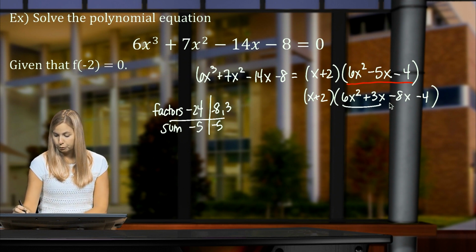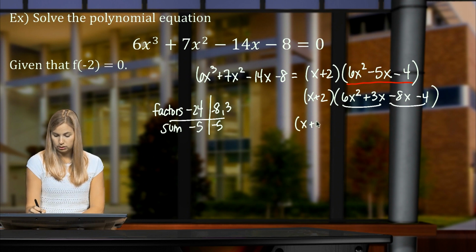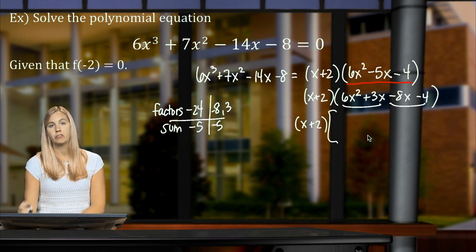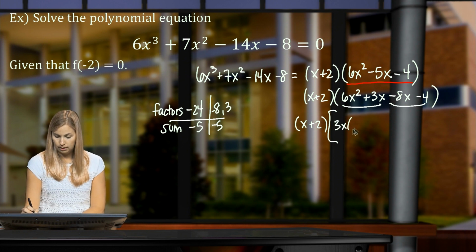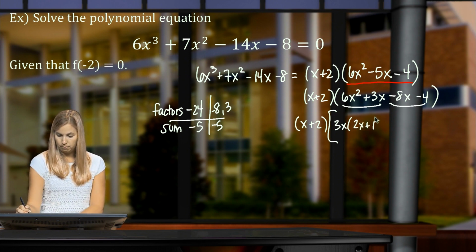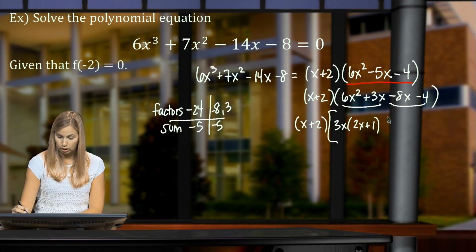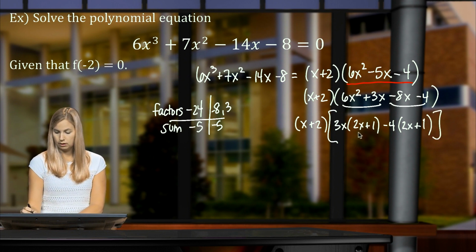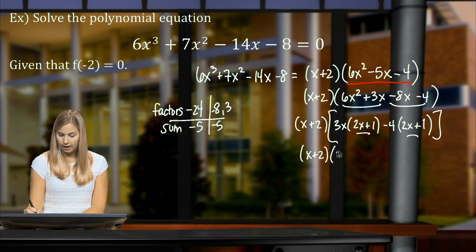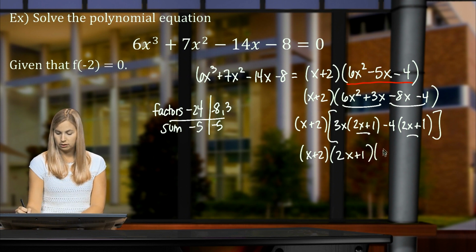Now we can factor by grouping. So we still have our x plus 2. From the first group, we can factor out a 3x, and we're left with 2x plus 1. And from our second group, we can factor out a -4, and we're left with positive 2x plus 1. We see that like factor in both, x plus 2, so we can factor that out, 2x plus 1, and our last factor is 3x minus 4.